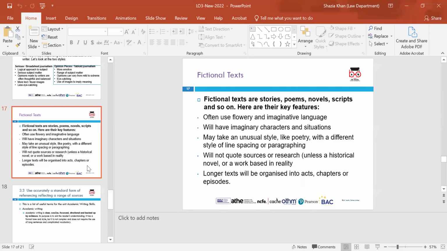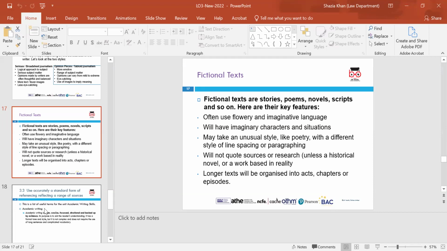We then went on to fictional texts, and these are like stories, poems, novels, scripts. So things that are often quite florid. These are sometimes things for children as well. It might be a book that's got pictures in. You know, it might be poems or a novel that might have pictures, characteristics. And it's how they write it as well. Well, is it more organized? Are the chapters in it?